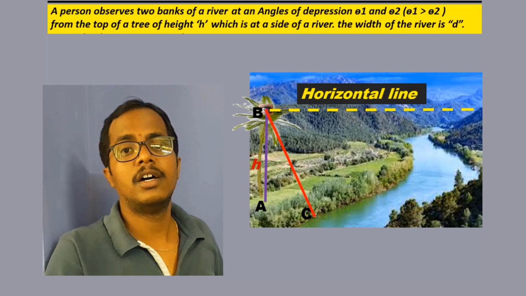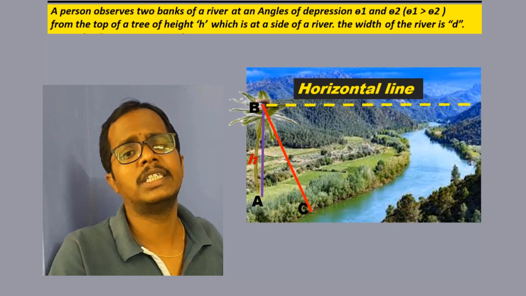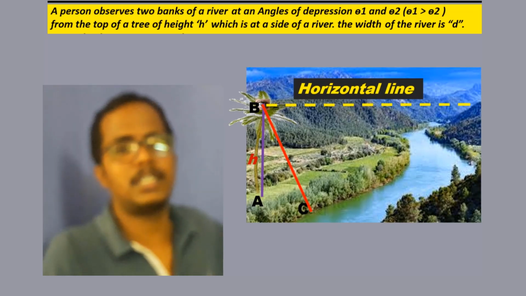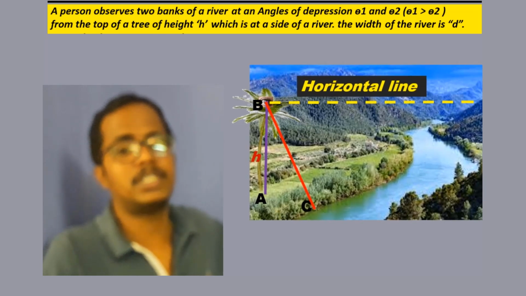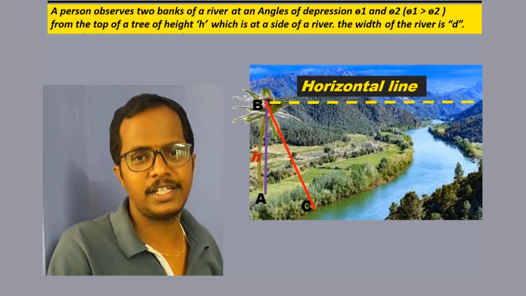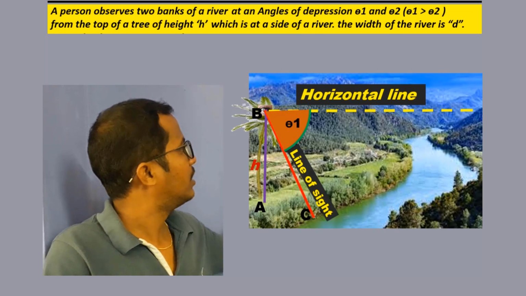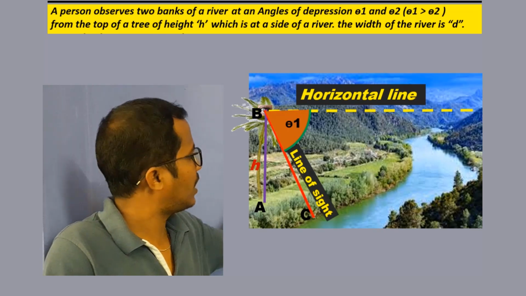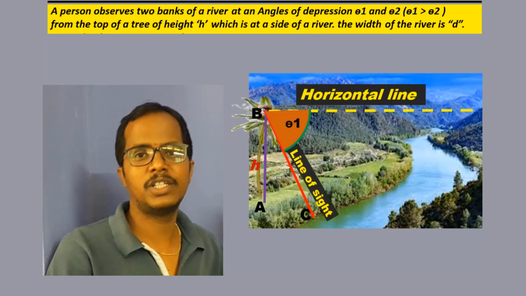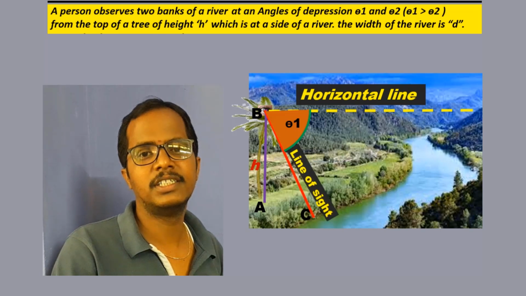Let us assume the first bank of the river is point C. He is viewing the point C from the top of the tree, from the point B. So let us join the point B and point C, and we get line segment BC. Now between the horizontal line and the line segment we get an angle. Here the line segment is below the horizontal line, so the angle formed between these two is called the angle of depression, and the angle is given as theta 1 degrees.